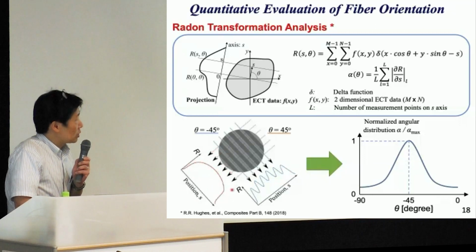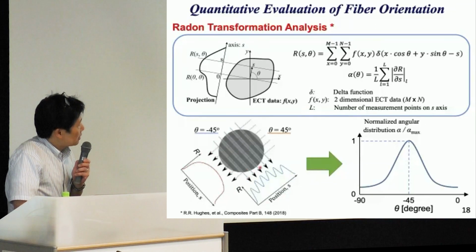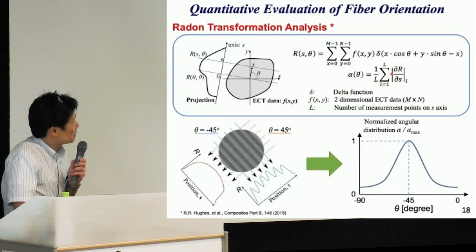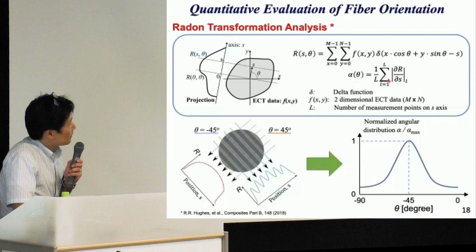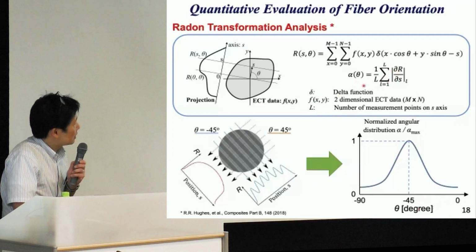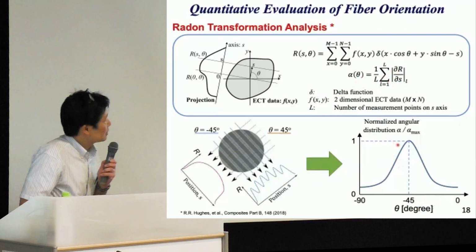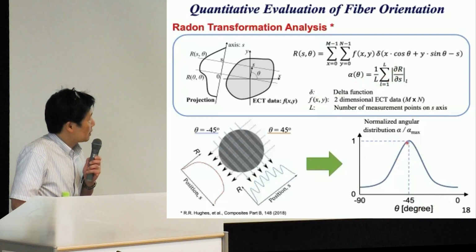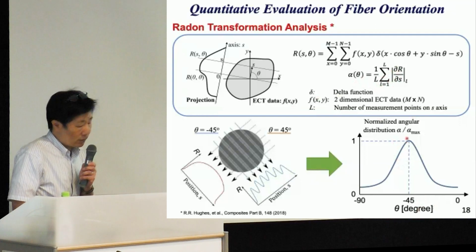the waveform is monotonous. So in order to parameterize this complicated structure, we estimate the tangential slope, the summation of the tangential slope. Then at the angle of fiber direction, this parameter alpha is maximized. In that way, we can estimate the fiber orientation.